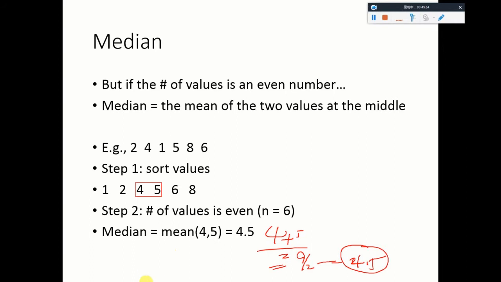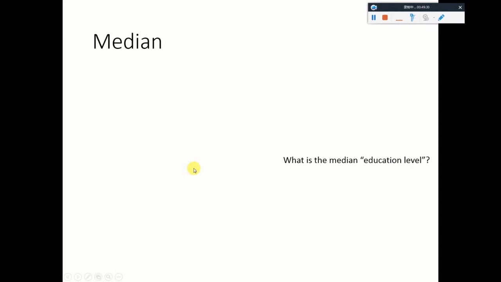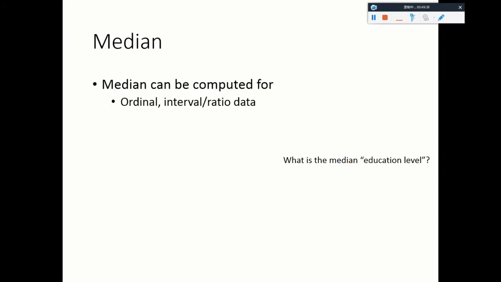All right. Okay, it sounds very simple. It is very simple, but just to make sure that we understand this correctly, let's look at a next example. The question is, what is the median education level? Because median is a very interesting statistic.